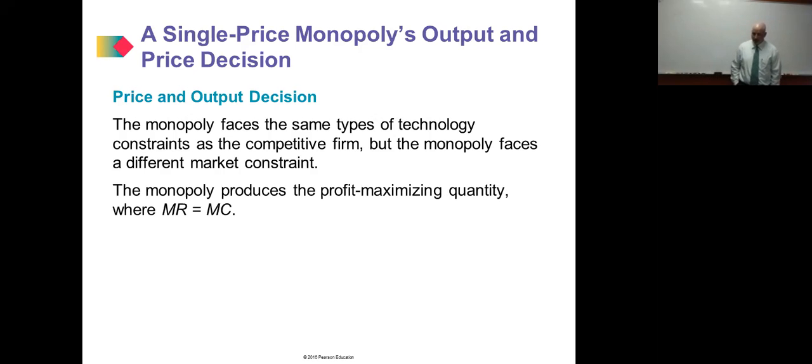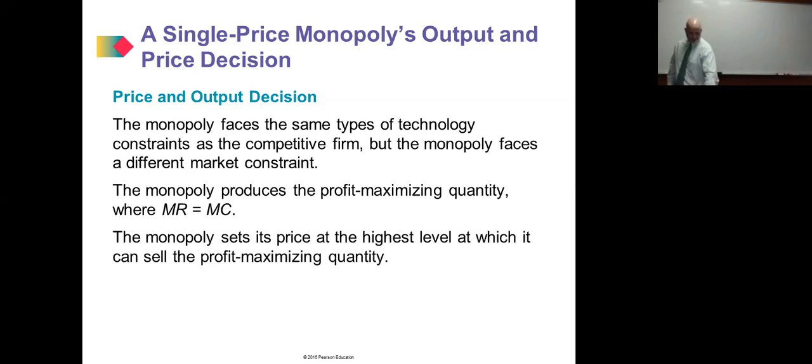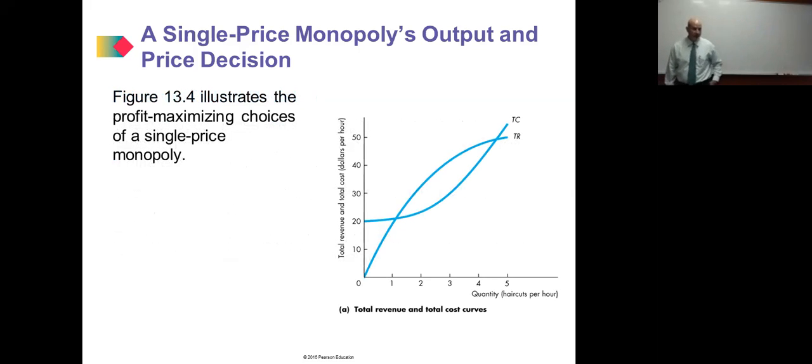Profit maximizing quantity. So remember I asked a while ago, at what point will a firm maximize profit? And that is the point where marginal revenue is equal to marginal cost. Highlight that because I'm pretty certain you will see that question again. So the monopoly sets its price at the highest level at which it can sell under a profit maximizing quantity. So figure 13.4 illustrates profit maximizing choices of a single price monopoly.